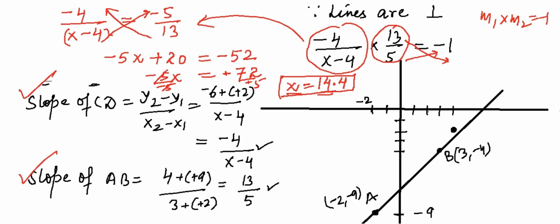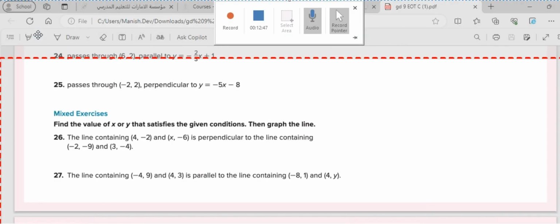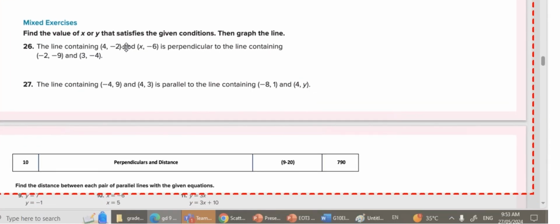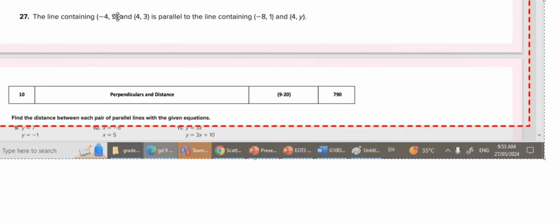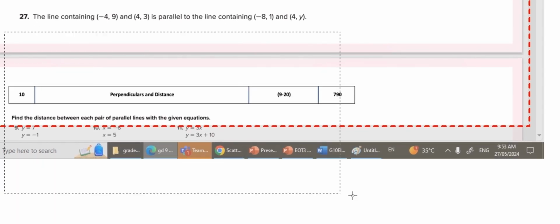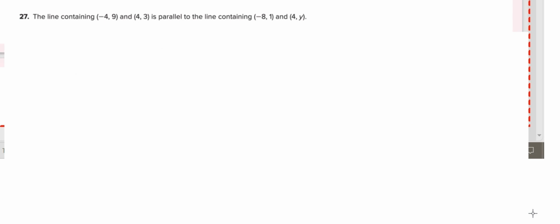Let's move to the next question now. Now question number 27. This is 26. Let me delete this. Look at this question now, 27. Here we have 27. Still we are on MCQ 9. So it's easy. Again, lines are parallel.